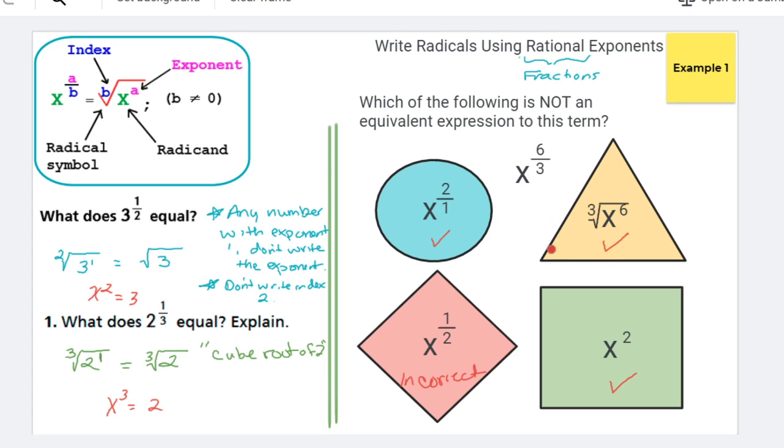A lot of students get hung up because there are different forms of equivalent expressions. Just remember these fractions follow the same fraction rules as you're used to, and that the top of the fraction is the exponent and the bottom of the fraction is the index. But there we go. That's how to write radicals using rational exponents.